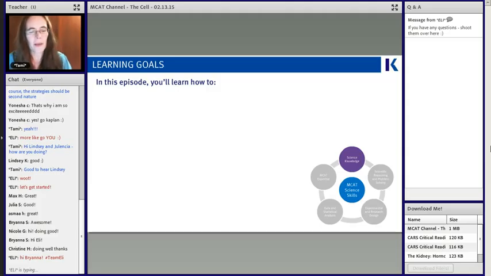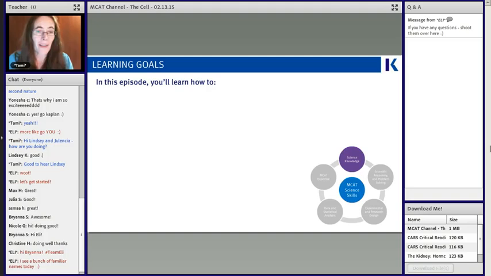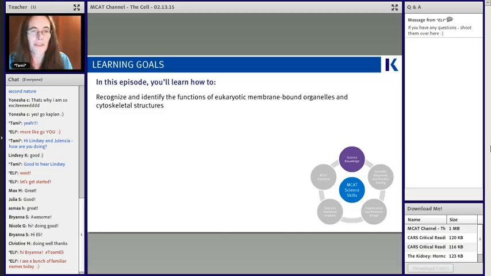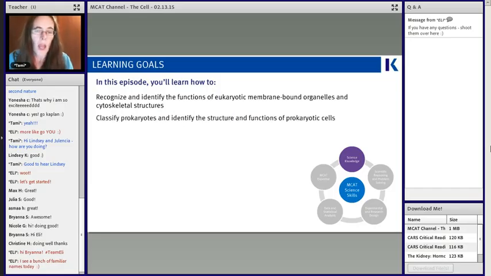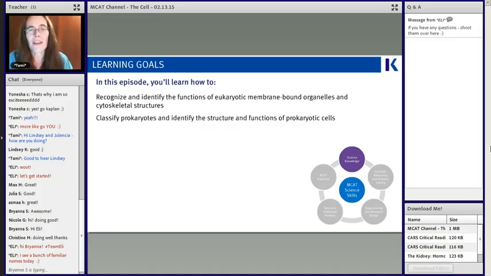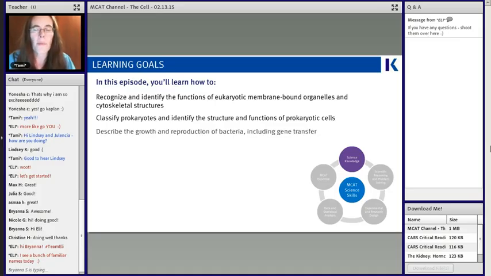We have some very specific learning goals for today. And these learning goals are things that are vital and very often tested on the MCAT. So we really want to make sure that we have this science knowledge under our belt. We're going to recognize and identify the different functions of eukaryotic membrane-bound organelles. We're also going to be looking at cytoskeletal structures. We're going to learn to classify prokaryotes and identify the structure and functions of a prokaryotic cell. We're also going to start looking at the growth and reproduction of bacteria. Some of this is going to include how they transfer genes between each other.